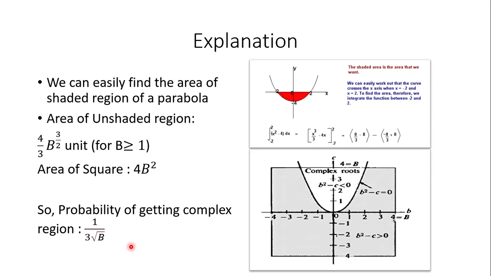If the value of b increases, then this value will decrease, so the probability of getting complex roots will decrease. If we deduct this value from 1, we will get the probability of getting real roots. That's how we can calculate the probability of getting real roots for a quadratic equation.